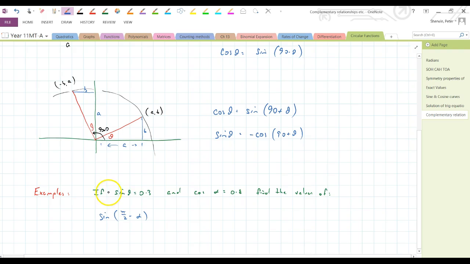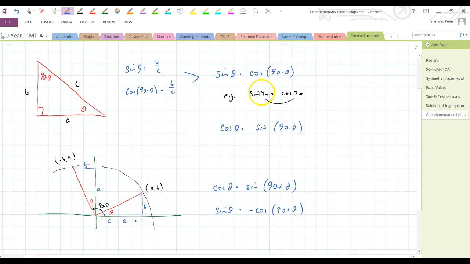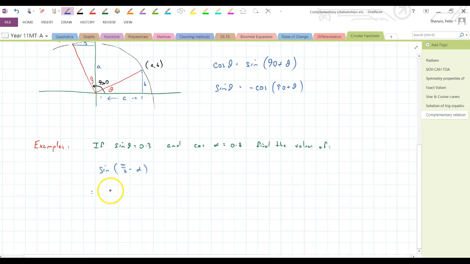Okay, first example, if sine theta is 0.3 and cos alpha, these are two different angles, is 0.8, let's find some values. So we're working with, firstly, this one here, this is alpha. This is pi on 2, so that's 90. Now, what's sine of 90 minus alpha? We know that sine 90 minus alpha is equal to cos alpha, which is equal to 0.8. Right, that wasn't too tough, was it?